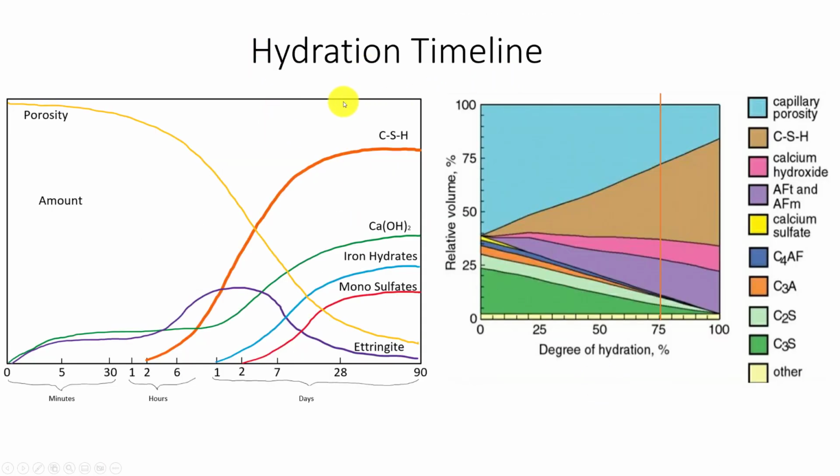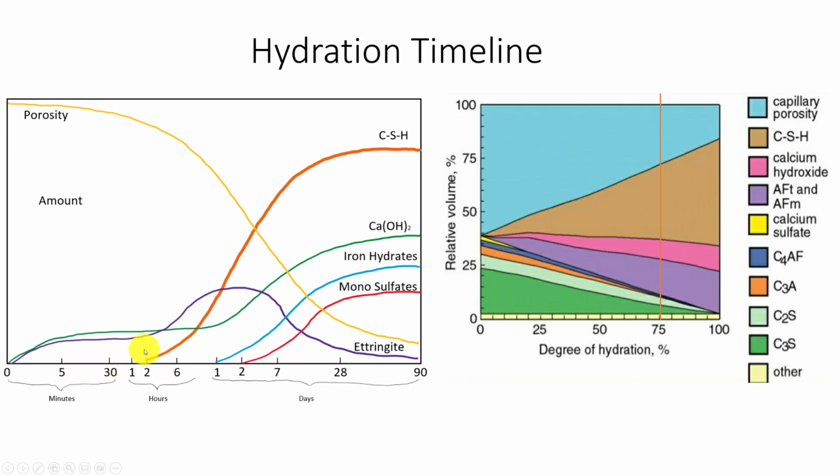Here's our hydration timeline. Let's look at this graph on this side first. This is just an approximation of the amount of compounds that we're going to generate over a logarithmic plot here. And so the first few minutes, not much is really happening.